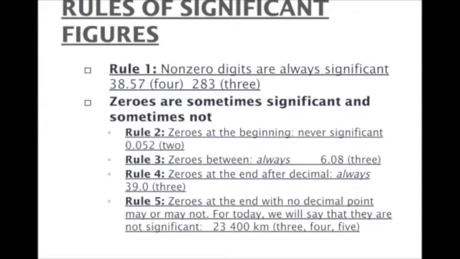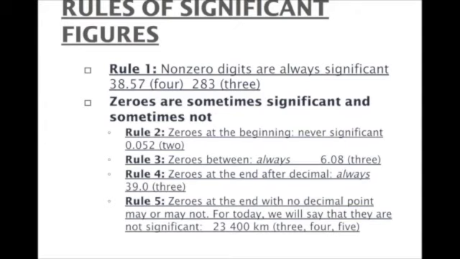So, the first rule, non-zero digits are always significant. So, if we look at 38.57, there are four numbers in that number, and none of them are zero, so they're always going to be significant. So there's four significant figures, or sig figs, in 38.57. The next example is 283. None of those are zero, so they're all significant. So you would have three sig figs.